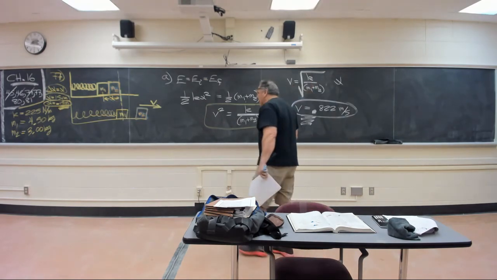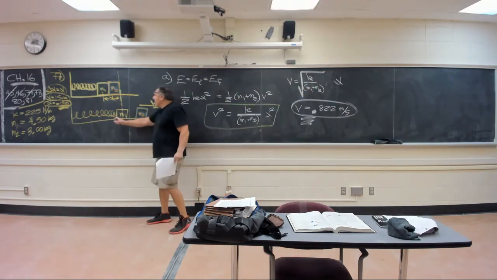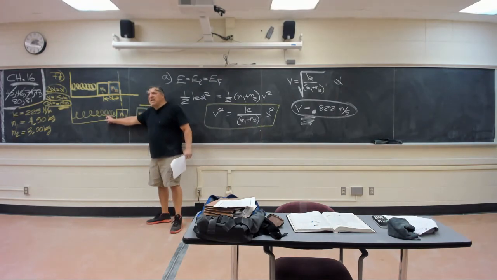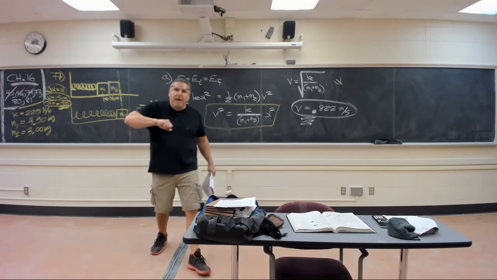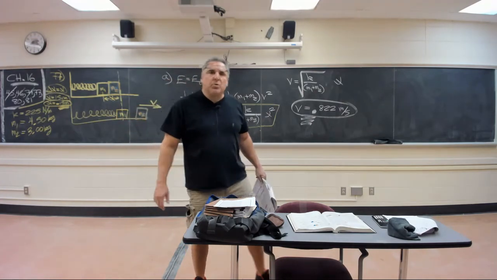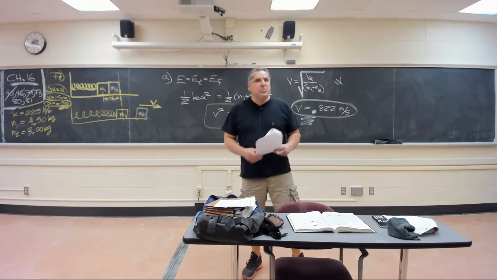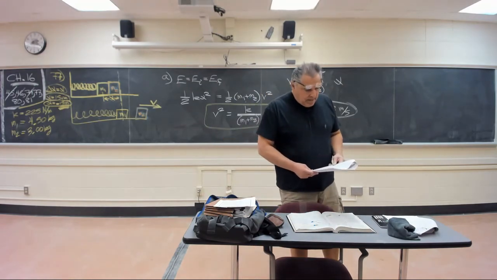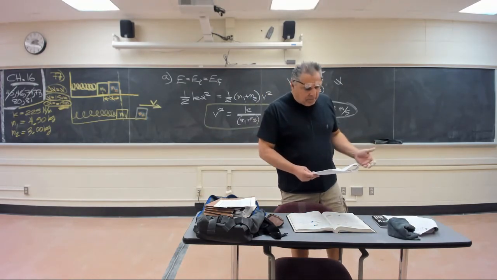Then what happens is the spring starts kicking into gear onto M1. M2's not affected. M2 takes off at 0.822. The blocks were in contact when the maximum speed was reached. So Vmax is 0.822 meters per second to the right.